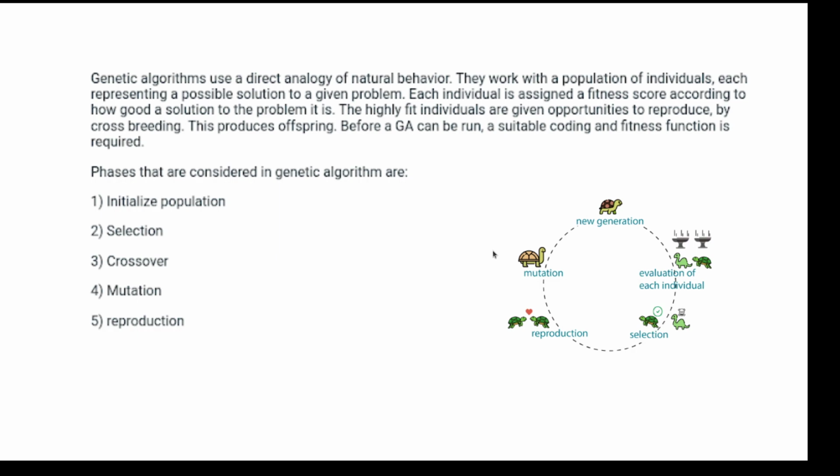Before a GA can run, a suitable coding and fitness function is required. Now we'll put these two offspring, P3 dash and P7 dash, into the population. So we had a population of 10, P1 to P10, and now we also have P3 dash and P7 dash. Then we again do the same operations, selection, crossover, mutation, and finally we'll see where it is converging.